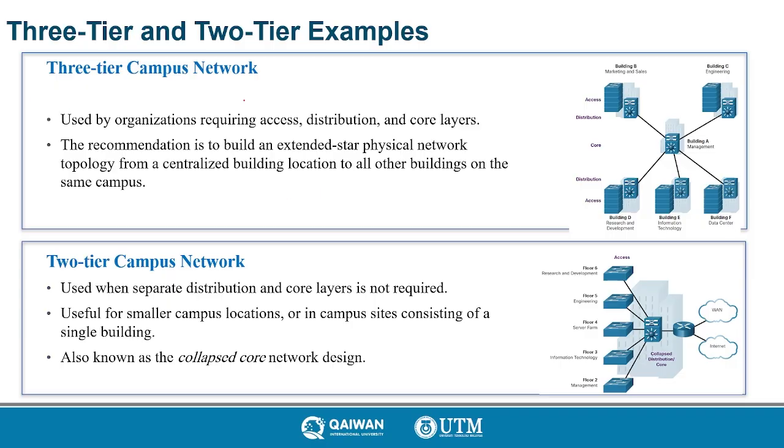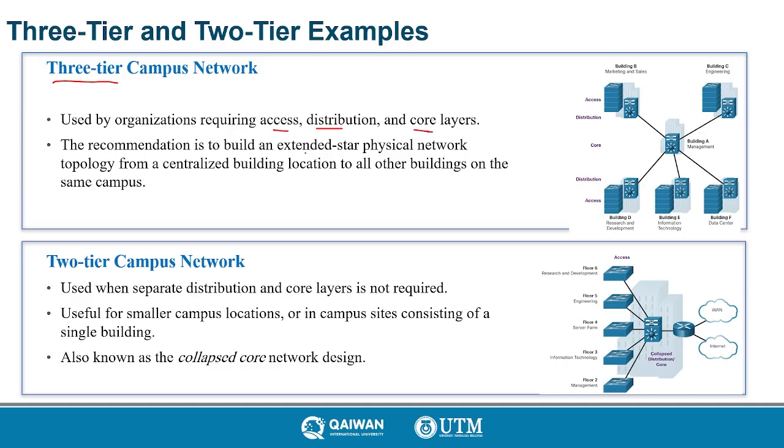We said that we will try to explain what is the usage of two-tier and three layers. Well, here are the slides. A three-tier, we will explain three-tier. Used by organization requiring access, distribution, and core layer. If an organization, let's say a company, asks you to create a network for them and they say that they will need these layers, access, distribution, and core layers, well, at that time, you need to use a three-tier campus network.